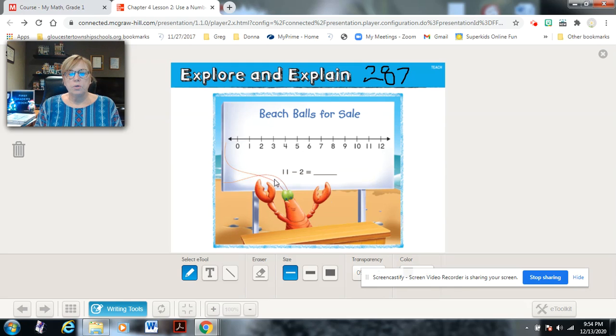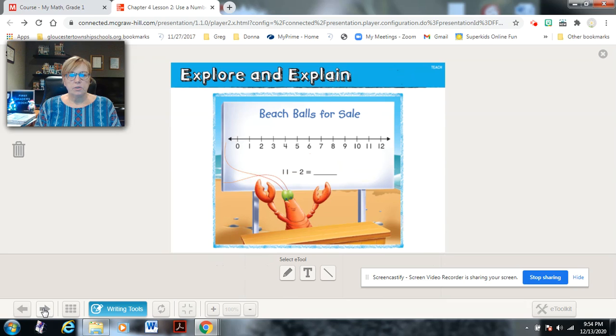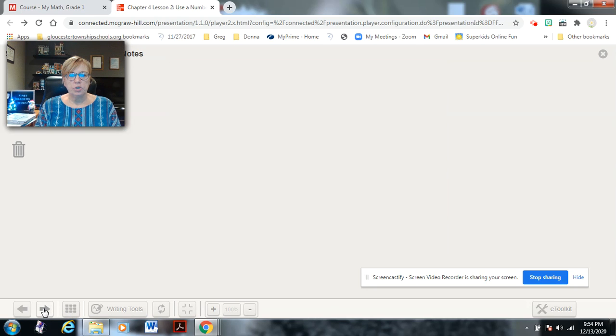All right, so here it is. Here's 11 minus 2. So where do we start? That's right. We start on the number 11, okay? And after that, we count back 2. 1, 2. So how many beach balls do they have left? That's right. They have 9 beach balls left. Good job. All right. Let's look at our see and show.